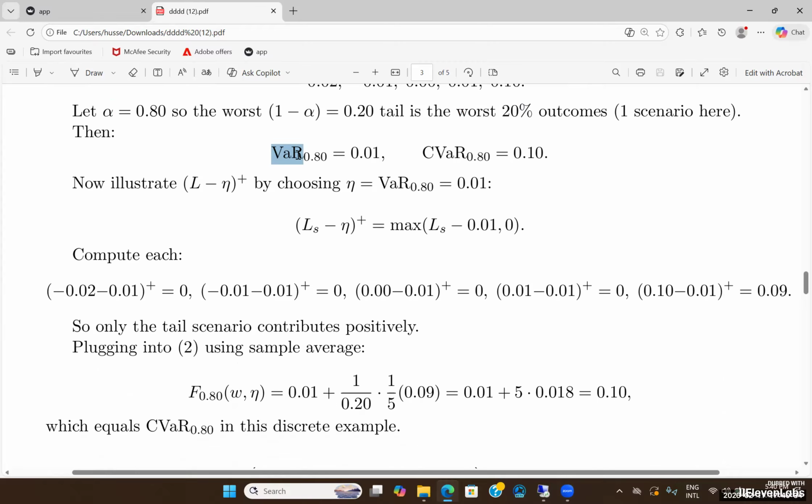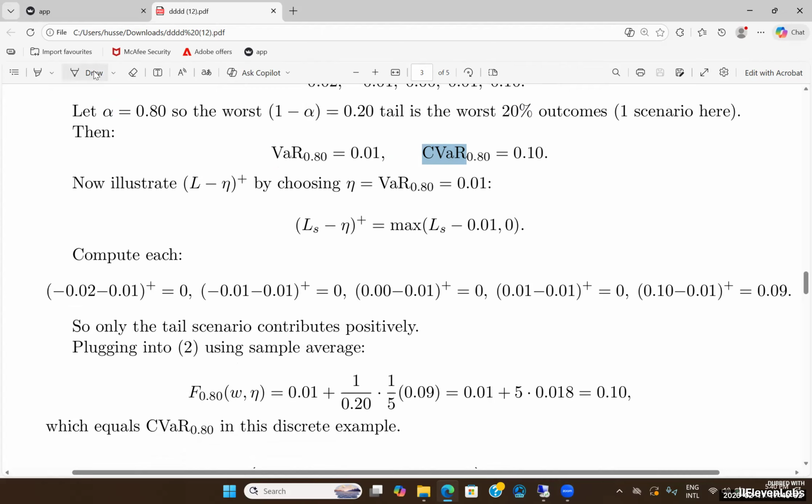So presented here, we have the concept of value at risk, and then over here we have the conditional value at risk. The value at risk, specifically at the 0.8 level, indicates the smallest possible value where the cumulative probability of reaching it is 80%. This particular value is 0.01 or 1%.